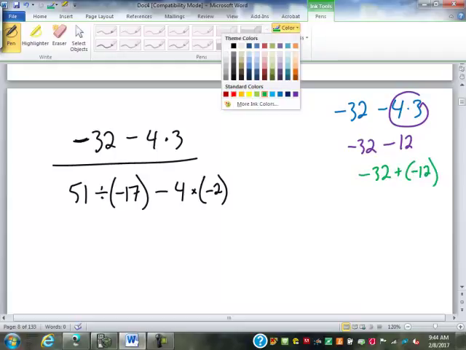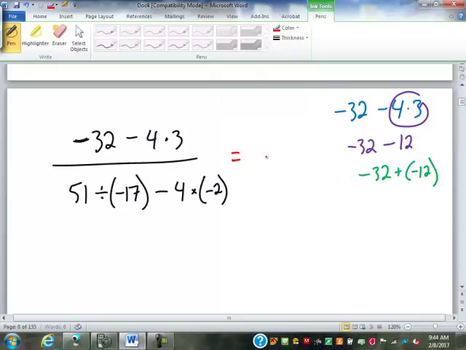And what do we get? Negative 32 plus a negative 12 is negative 44. Negative 32 and negative 12 both go the same direction. So 32 and 12 makes 44. Yeah, you could if you wanted to punch in your calculator, yes.